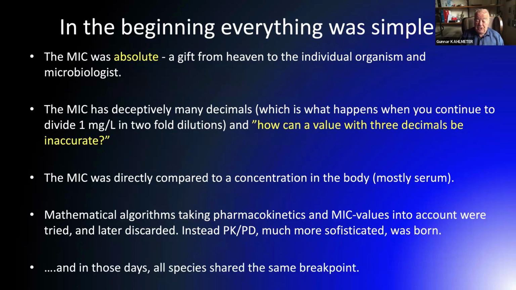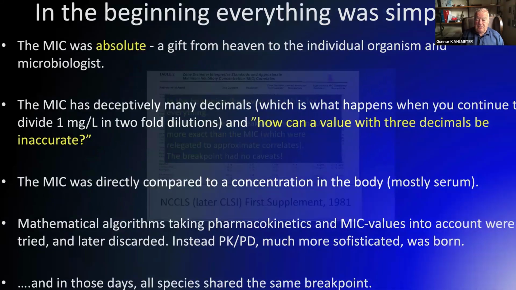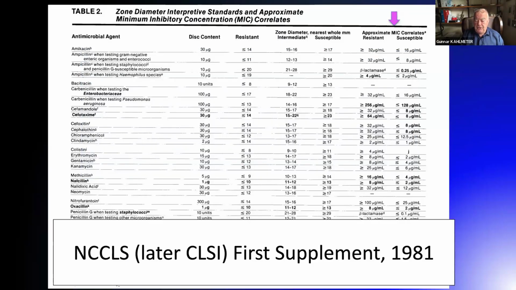In the old days, all species shared the same breakpoint. That was very practical. And this is an original NCCLS table from 1981. And you can see that all agents are actually basically crammed into one page. And you can see that the disk content leads, and then the zone diameter for resistance. And the MIC is really just a very loose correlate to the breakpoints, which in those days were listed as zone diameter breakpoints only.